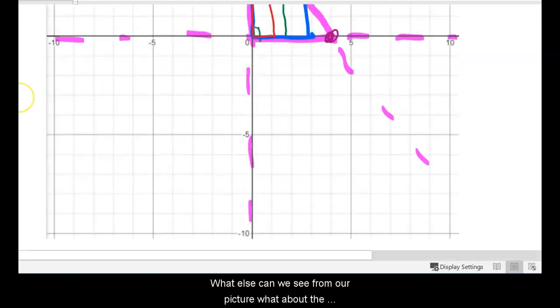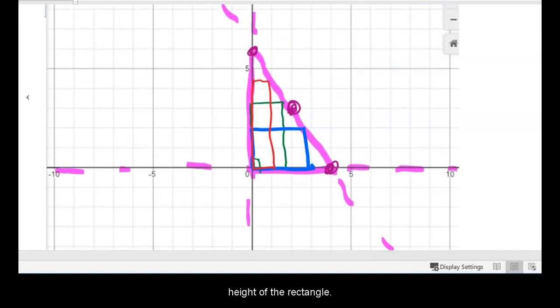What else can we see from our picture? What about the height of the rectangle? Looking at the rectangle, I can see that the height of the rectangle has to be greater than 0, or again, I won't have a rectangle, but it has to be less than 6.